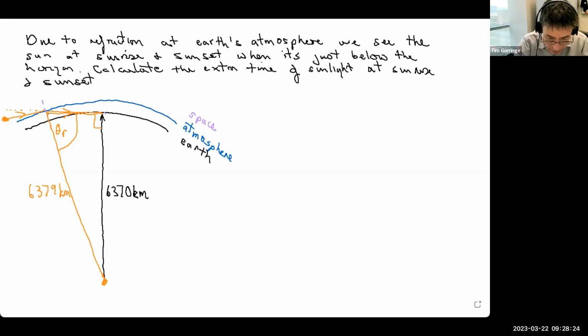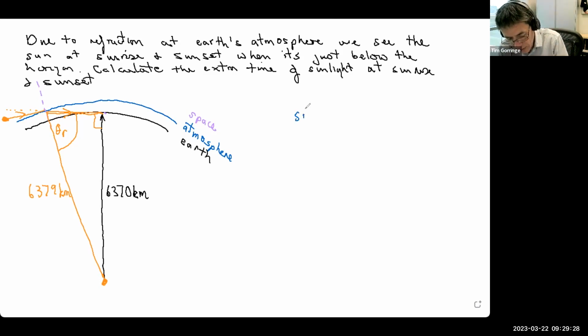That's because this side of the triangle, I drew it so that it was normal to the space-atmosphere boundary, the space-atmosphere interface. So it's this line, this normal, with which we measure the direction of the refracted ray. So this is theta r. Given that understanding, let's calculate what theta r is, what that angle is in degrees.